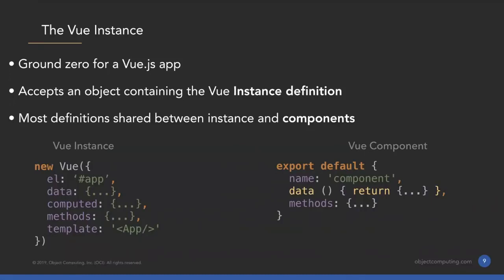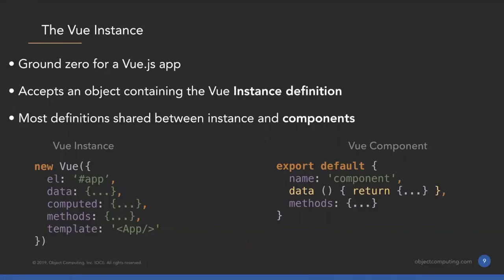But you'll notice that when you define a Vue component, you basically export that instance definition object. And that's really what you're doing. You're basically saying, okay, here is the object that I want to have used to create my Vue component. And so behind the scenes, Vue is going to basically call new Vue on that object. So this object is kind of the important thing.